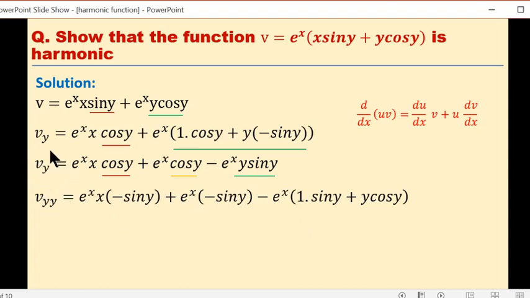vy को अगर differentiate करेंगे with respect to y, again we get vyy equal to e raised to x into x remains as it is, cos y का derivative है minus sin y plus e raised to x remains as it is, cos y का derivative है minus sin y minus e raised to x as it is, y into sin y का derivative.